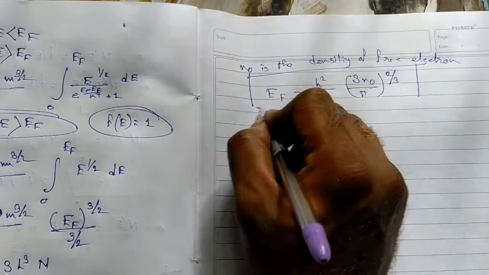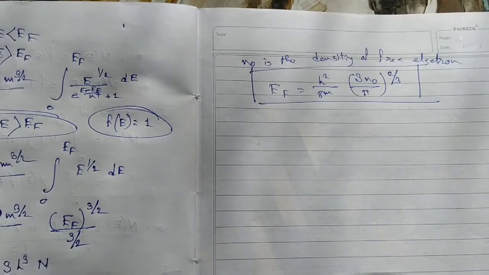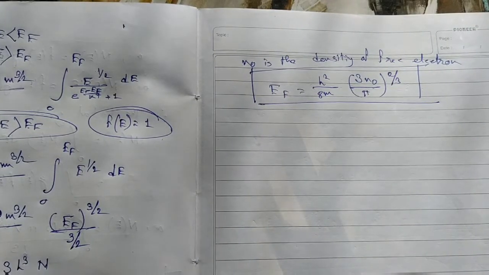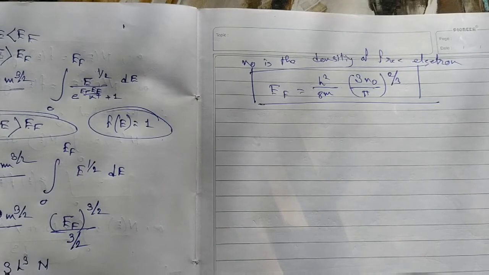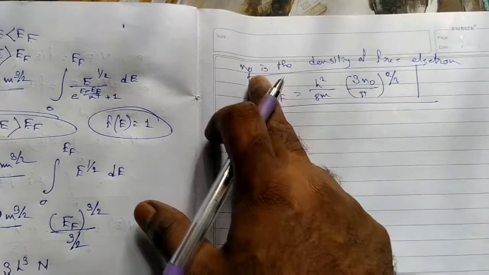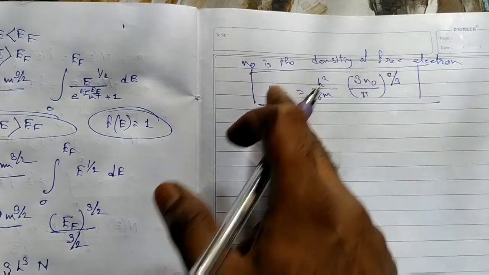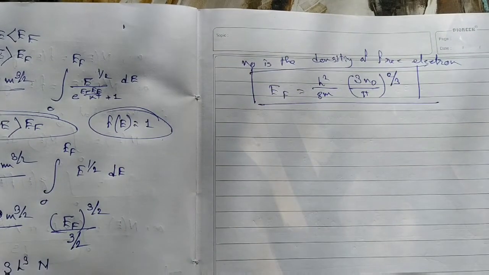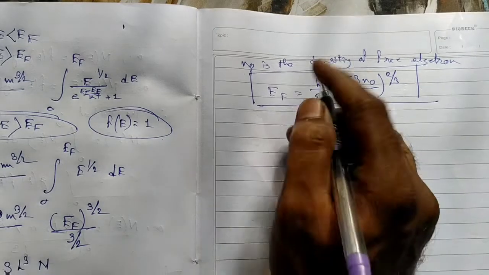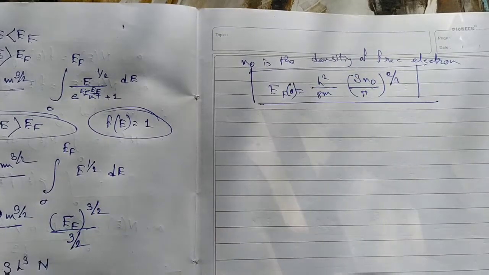This is the Fermi energy of the free electrons in metal or any type of electron gas, where in the system the electrons are freely available. In that system the Fermi energy always obeys this equation. So this is the Fermi energy at 0 degree Kelvin.